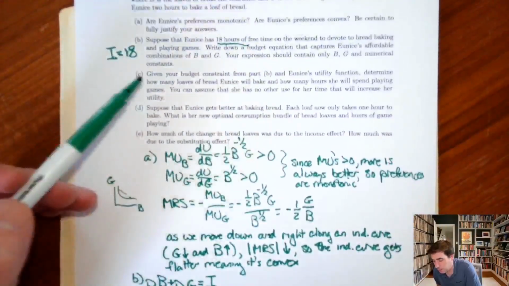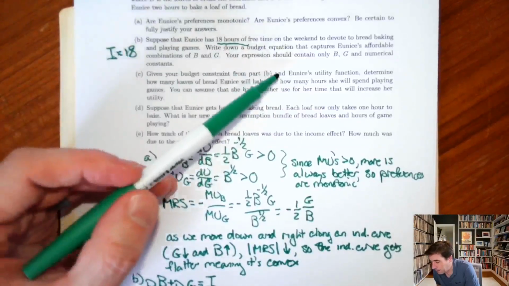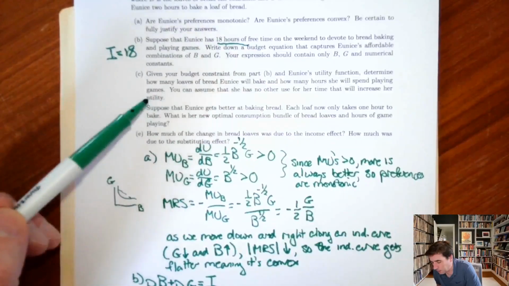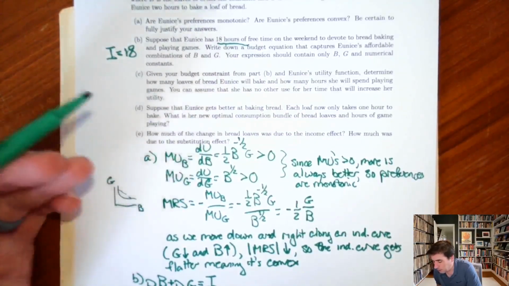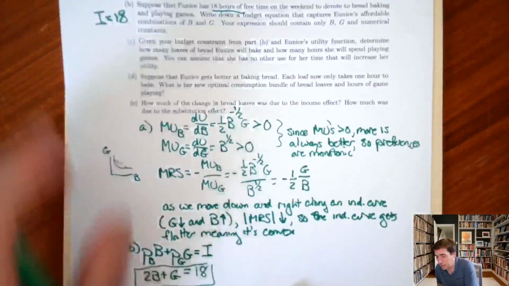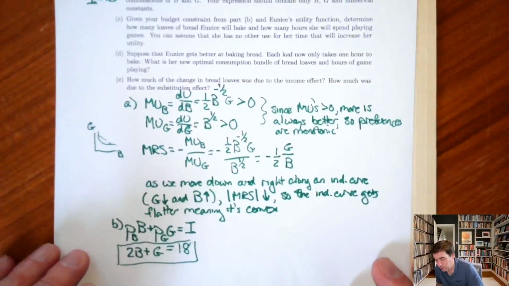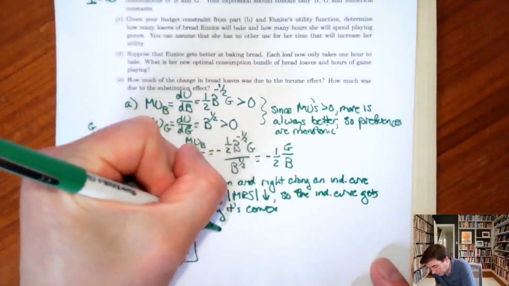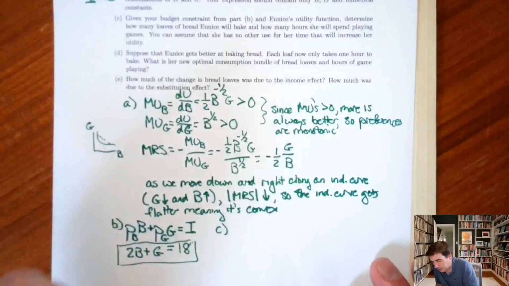So moving on now to part C. Given your budget constraint from part B and Eunice's utility function, determine how many loaves of bread Eunice will bake and how many hours she'll spend playing games. You can assume that she has no other use for her time and that more will increase her utility. All right, so this is just a standard choice problem. She's going to want to find the spot on her budget constraint that gets her the highest possible indifference curve. That's going to be the one that's tangent to her budget constraint. And so to find that point of tangency, we're going to start with that tangency condition.